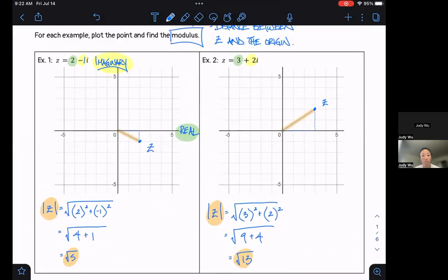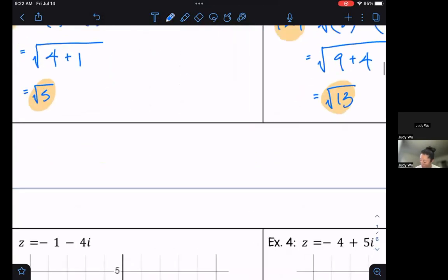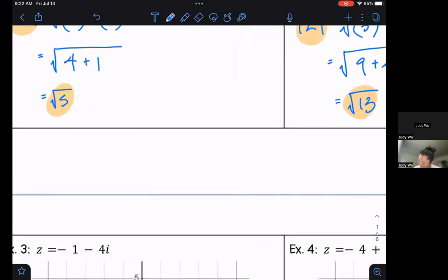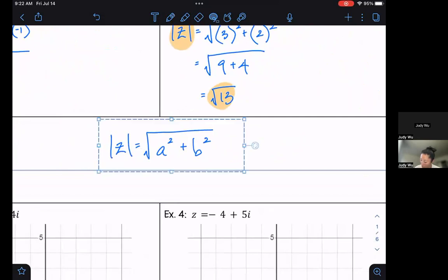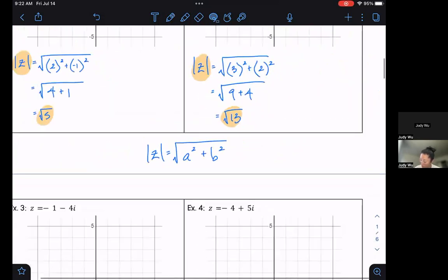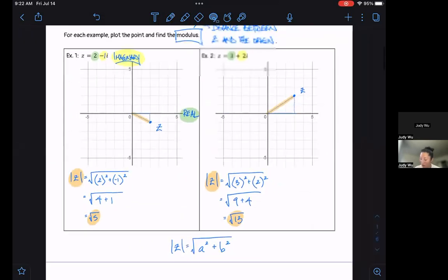Now, if we wanted to write an equation for the modulus in general, maybe we go ahead and stick that down here at the bottom, that the modulus we find using square root of a squared plus b squared. Okay, and those are exactly our a and our b from our imaginary and real parts of our complex number. All right, so let's get that color-coded in the orange.